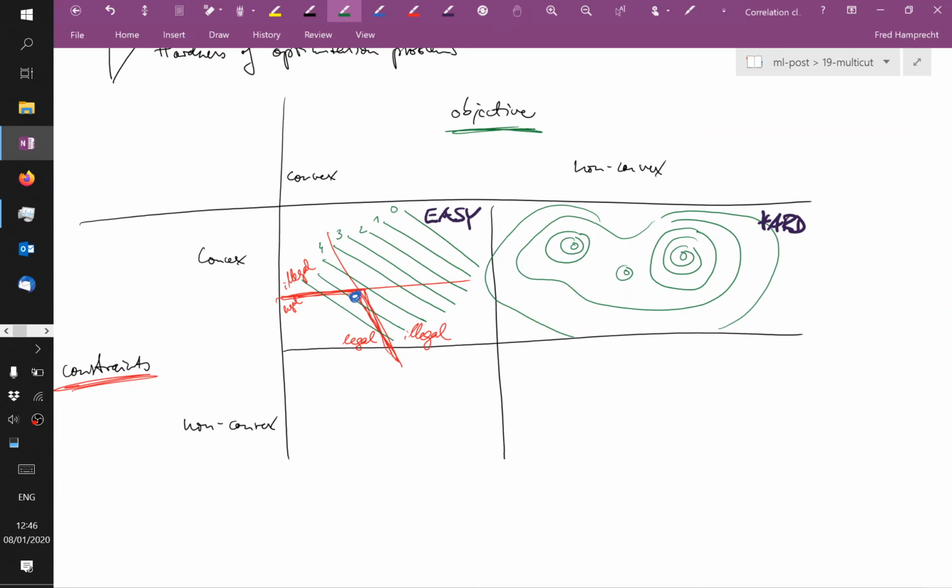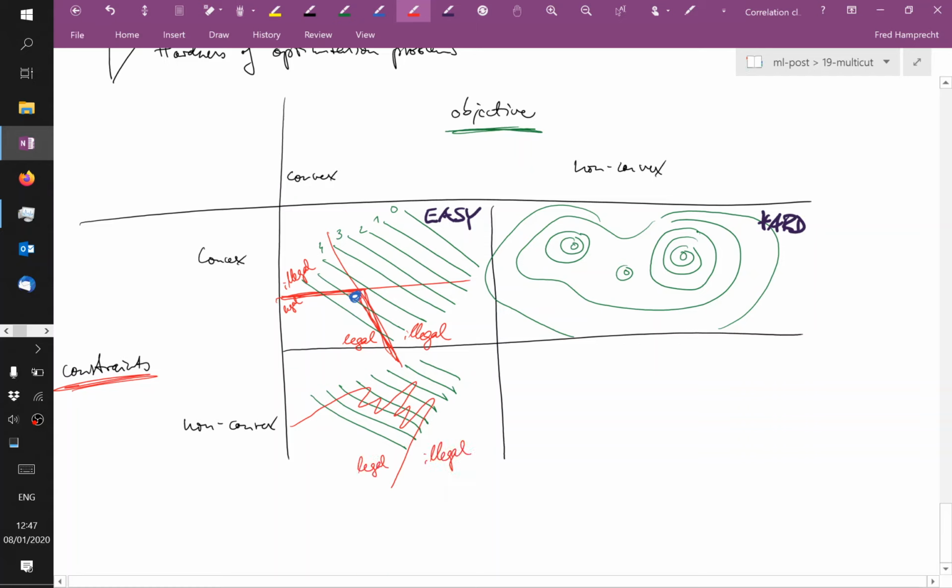What if the objective is convex? Let's say, for example, a linear objective, but the constraints are non-convex. So, for example, my constraint set now looks like this, where on that side I'm legal and on that side I'm illegal. I again end up with an enumeration problem. I have here many local minima. This is a local minimum, this is a local minimum, this is a local one, this is a local one. And again, this makes for a hard problem.